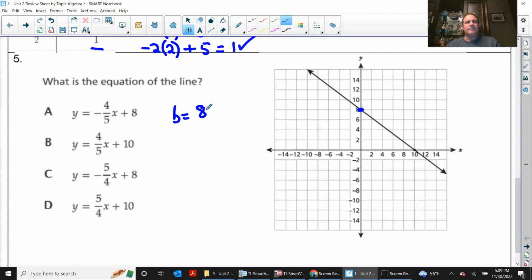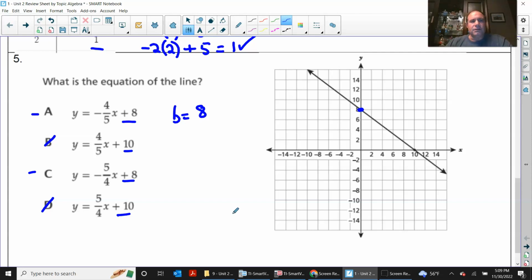So out of just that information, I could cancel out 2 possible answers. I have a y-intercept of 8, A is a possible answer, and a y-intercept of 10, nope. A y-intercept of 8, yes. A y-intercept of 10, no. 2 answers gone. 2 possible answers left.